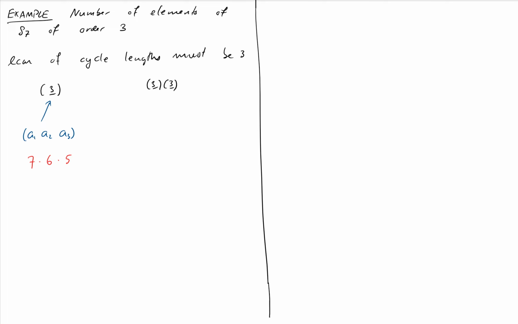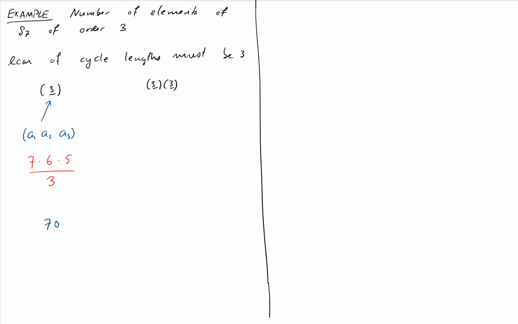But wait, that's not quite right. Remember what we said before? Actually, there are 3 different ways of writing down each of these 3 cycles, depending on which one we start with. So of this sort, there are 7 times 6 times 5 divided by 3 possible ways of writing down a 3 cycle like this. So that number is, in fact, 70. Okay, 7 times 5 times 2 is 70.